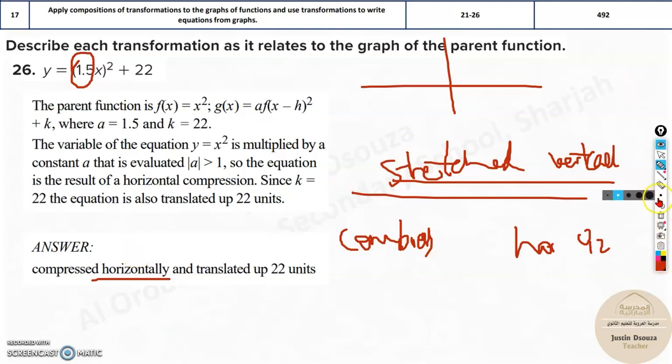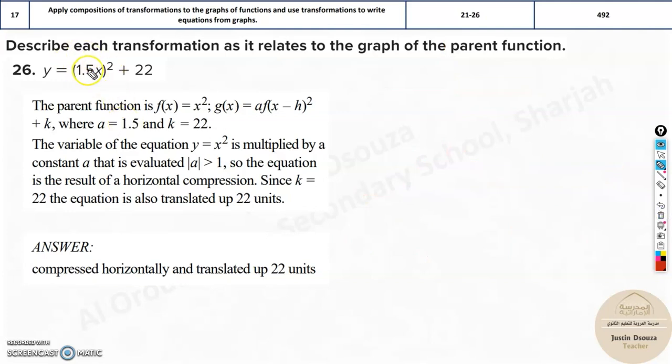So whatever I just now told, just remember that. When you see it's greater than 1, it is stretched vertically, but compression will be on horizontal. That's it. And translated up by 22 units. Very simple topic. Just by looking at the question, you can easily figure out the correct option.